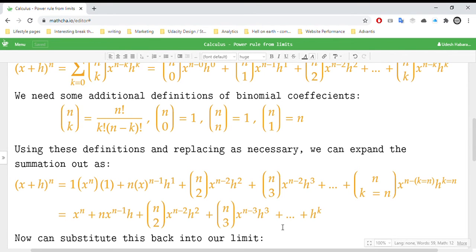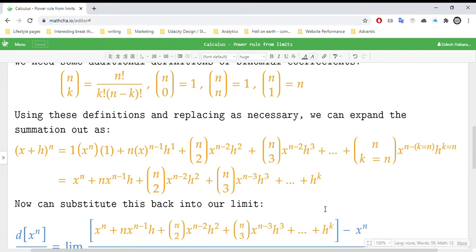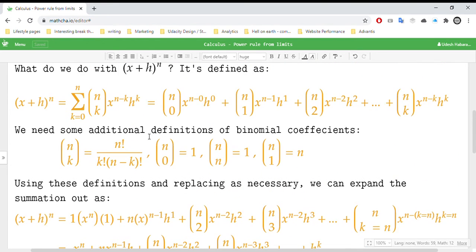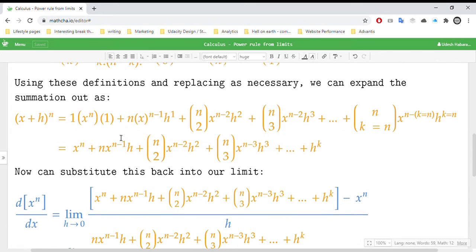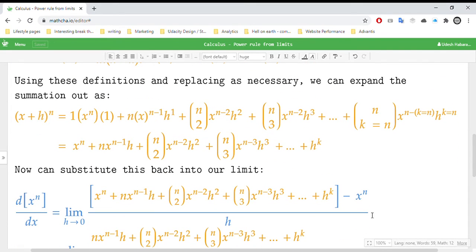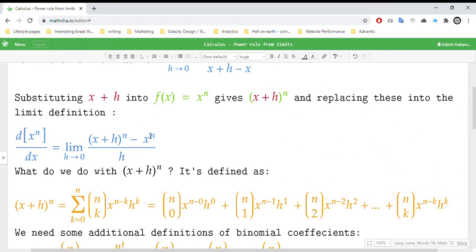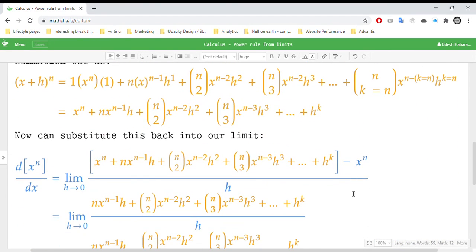So then we can replace this whole thing back into our limit here. We can replace the whole thing here, which gives us this summation minus, remember we have this x to the n, which we have up here, right? Okay, and the whole thing divided by h. Then we can get rid of this x to the n up here with this x to the n, because that cancels out, right? And we have this whole summation divided by h again.